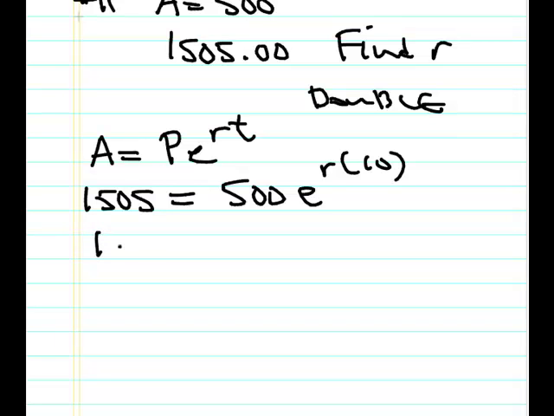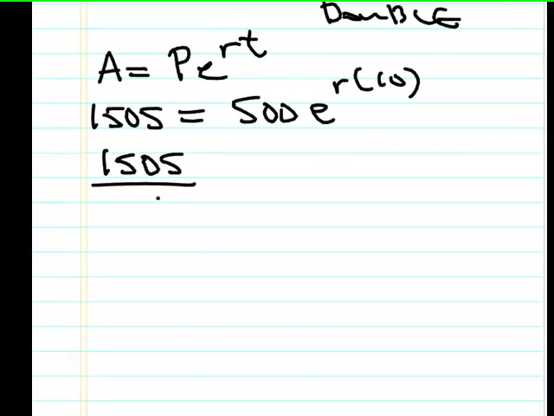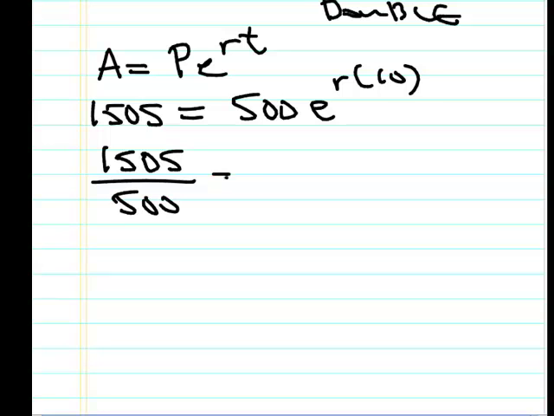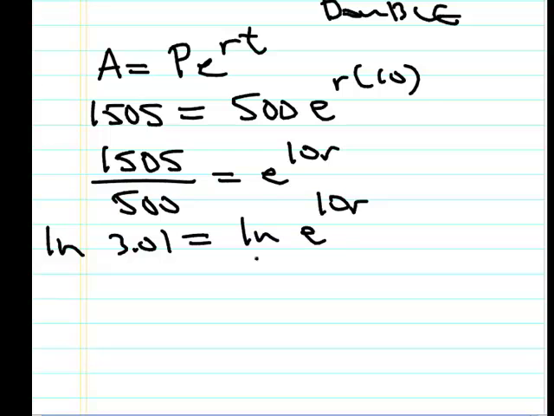We need to divide both sides by 500. We're going to take the natural log of both sides. So this actually is 3.01 over here. We'll take the natural log of both sides. So on the right-hand side, we just have 10r. So 10r is the natural log of 3.01. To solve for r, we're going to divide both sides by 10.